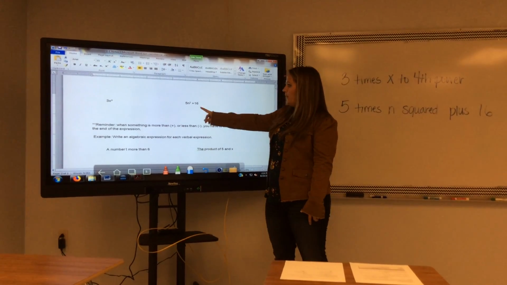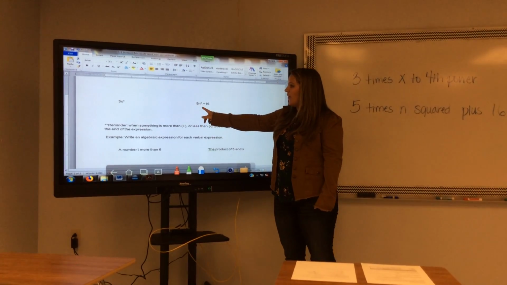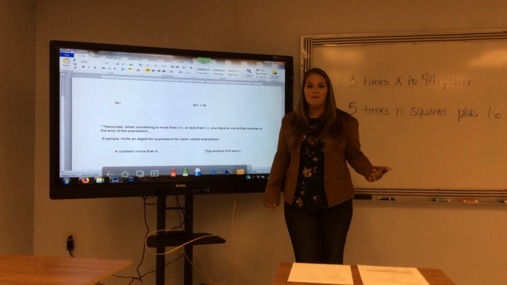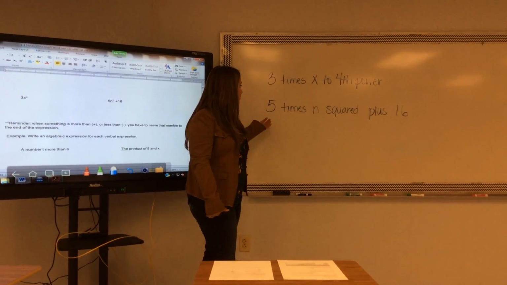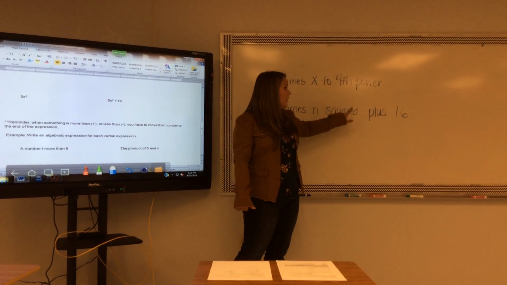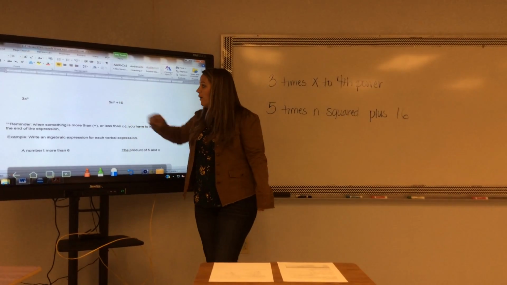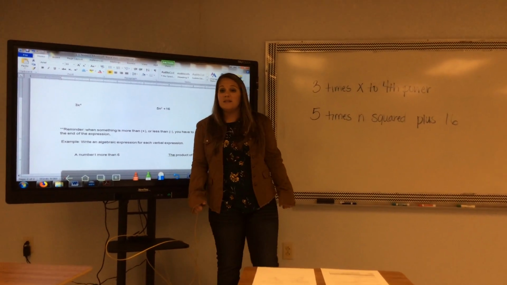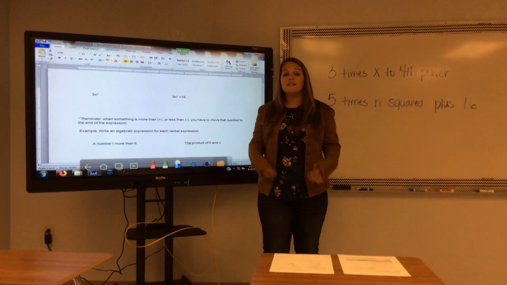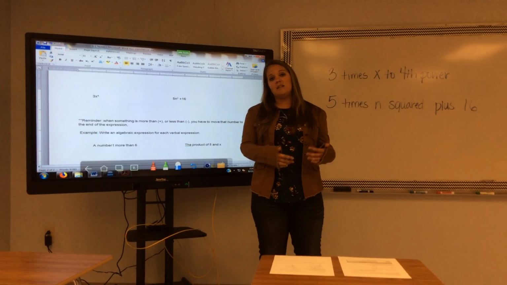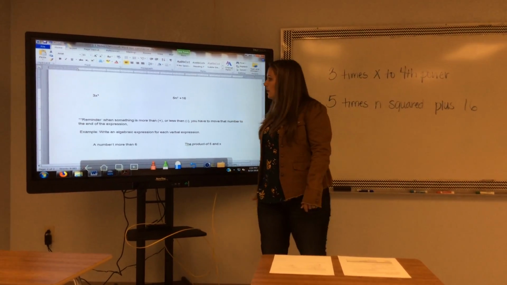Coming here, I have something with a variable and a constant term. So I have this 5n squared. That's going to be 5 times n squared and plus 16. You could use just those terms, 5 times n squared plus 16. Remembering that squared is a special term for the power of 2. Or you could have said 5 times n to the power of 2 plus 16. Or you could say the sum of 5 times n squared and 16. Any of those would be acceptable answers.